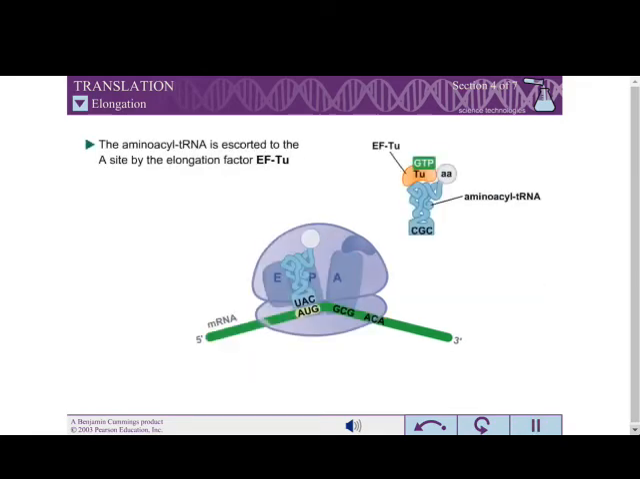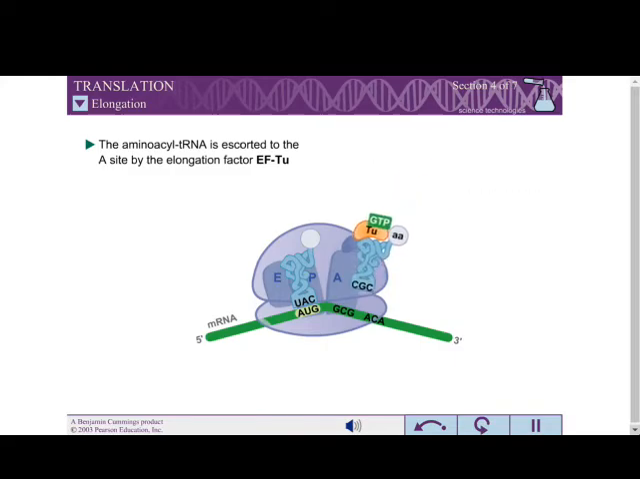Correctly base paired tRNAs have additional hydrogen bonds that help the tRNA remain in the A site during accommodation, the process whereby the tRNA rotates into position for peptide bond formation. First, a charged tRNA is bound by EF-Tu and is brought to the ribosome A site as an EF-Tu GTP aminoacyl tRNA complex. The tRNA anticodon binds the mRNA codon, and EF-Tu hydrolyzes its GTP, and the resulting EF-Tu GDP is released from the tRNA.